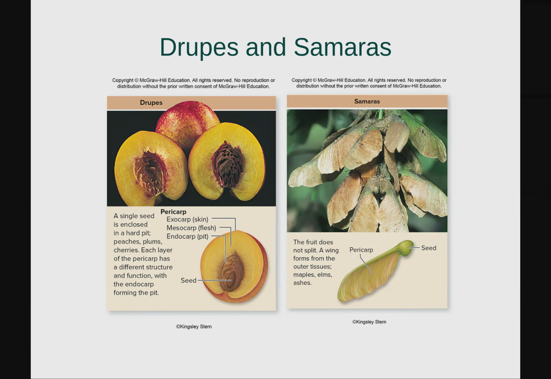Then we have samaras, where the fruit doesn't split at all, and a wing forms, which is part of the pericarp and allows it to spin. And we see this in maples, elms, and ash trees as well. So you've seen these before around the Boston area. They are fruits, which we call samaras.